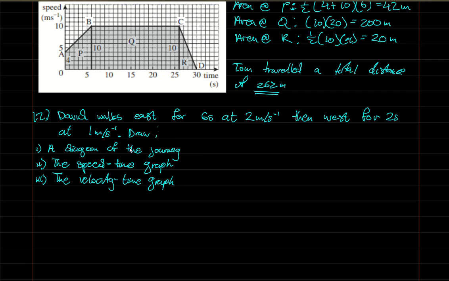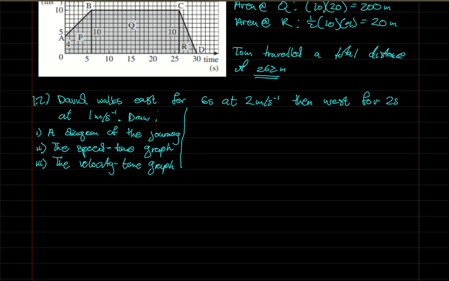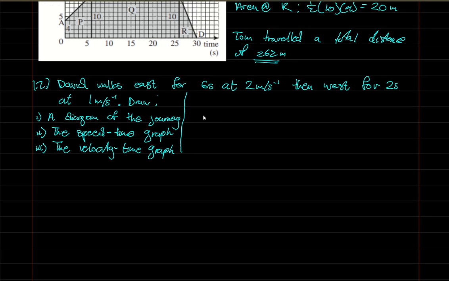So now they want us to draw a diagram of the journey, the speed time graph, and the velocity time graph. So what they actually mean when they say the diagram of the journey, they want us to sketch out something that's like a number line. In fact, let me just draw it on the side here because I don't want to run out of space.